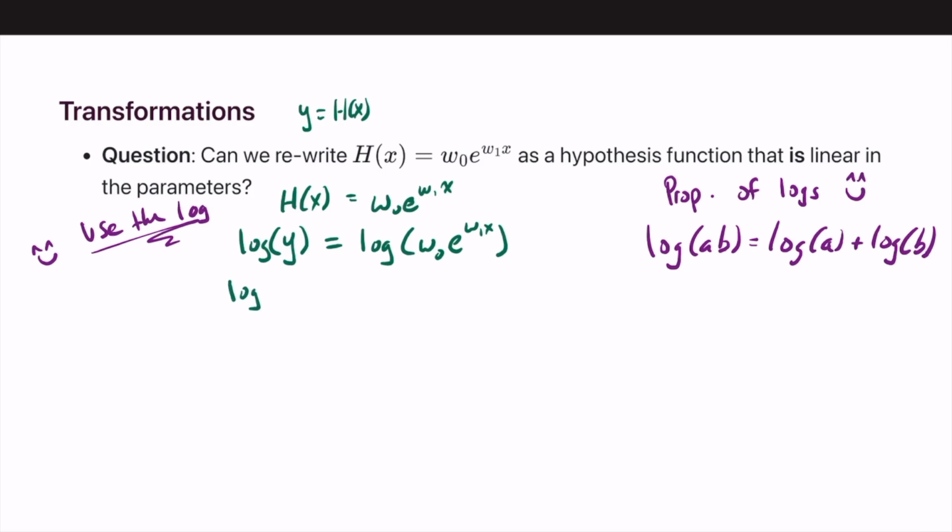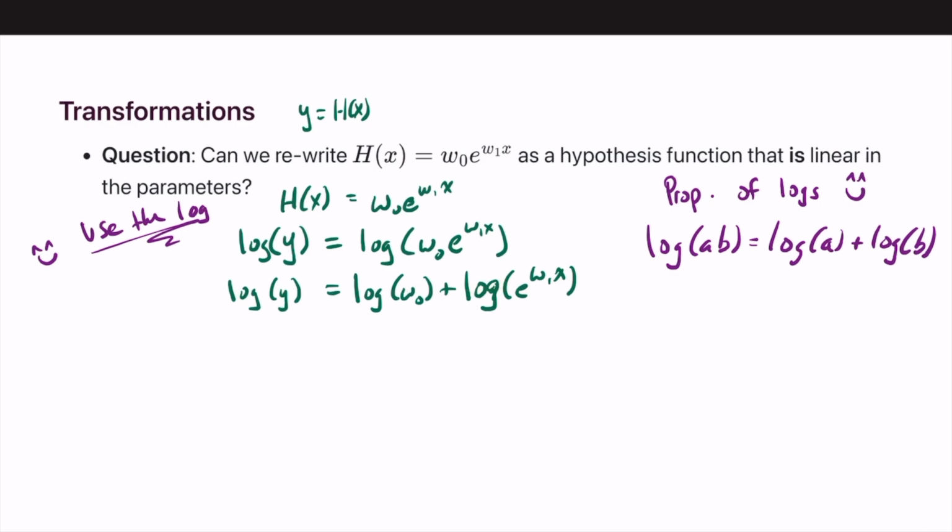So it's going to equal log of y, which equals log of w naught plus log of e to the w sub 1 x. Okay. Now we also know, since we're using the natural log here, that when we have log and e with something, we can essentially get rid of it. This will go away and just give us this up here.